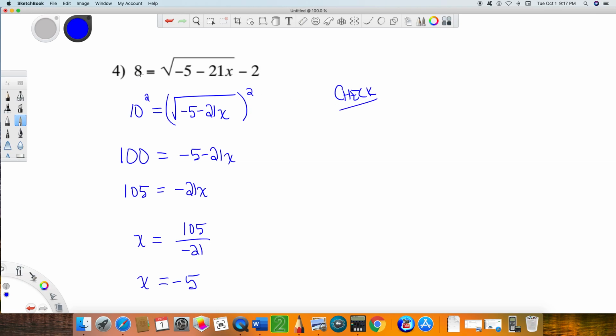So on the left-hand side of this equation, we have 8. And the big question is, when we do this arithmetic on the right-hand side, will it simplify to 8? So underneath my radical, I have negative 5 minus 21 times x. I believe x to be negative 5. And then we've got minus 2. Now that minus 2 is not underneath the radical.